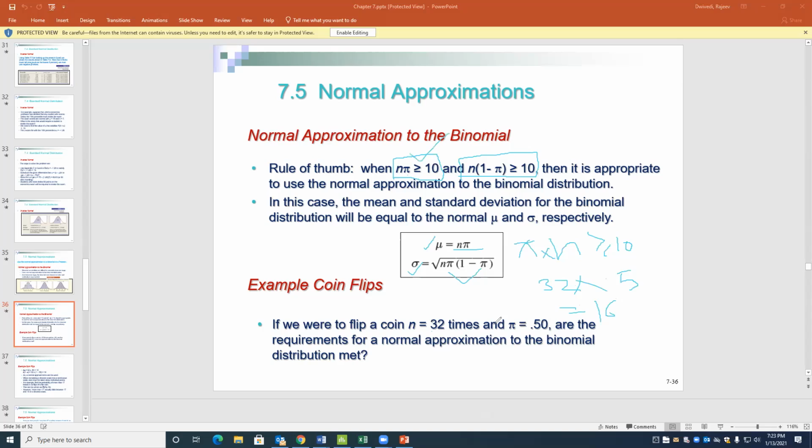Now let me look into the second situation, n times 1 minus pi. n is 32, and 1 minus pi, 1 minus 0.5, is 0.5. So again, this is coming 16, which is greater than 10. So both the conditions are fulfilled. Now we can use this as a normal approximation.